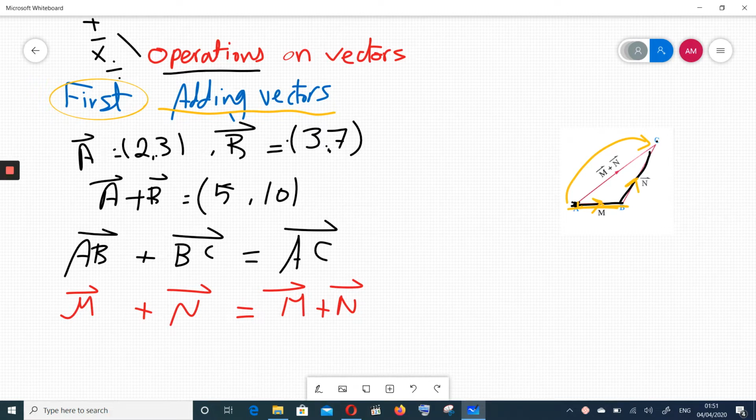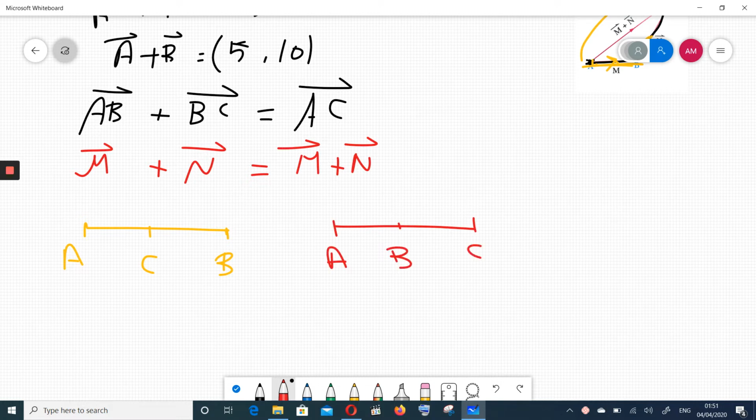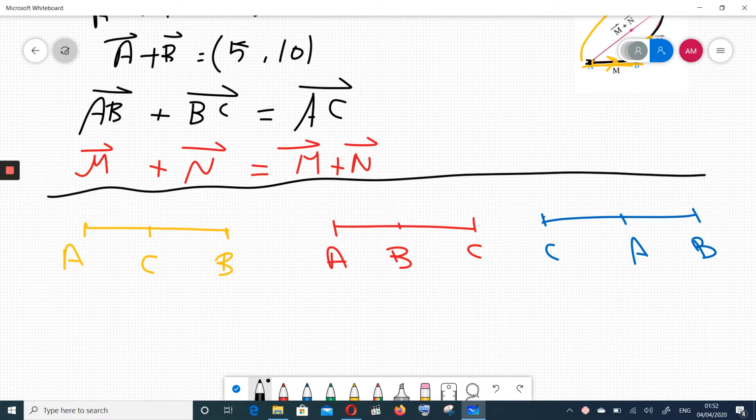What about in this case? Suppose this is a line segment, this point is A, this point is B, and this point here is C. This is the first case. What about the same line segment where this is B, and this point is called C? And what about here in this case, where this is B, this is A, and this is C? What if we need to find vector AB plus vector BC for all of these cases?